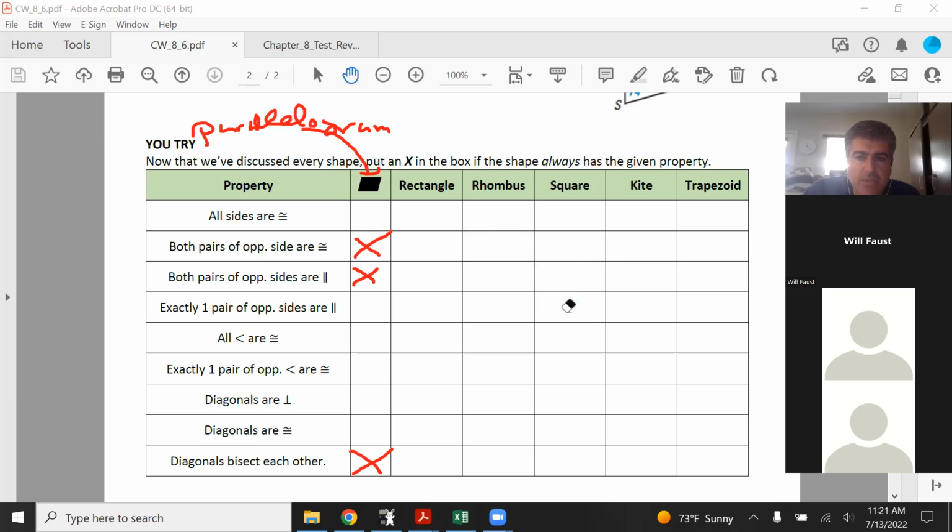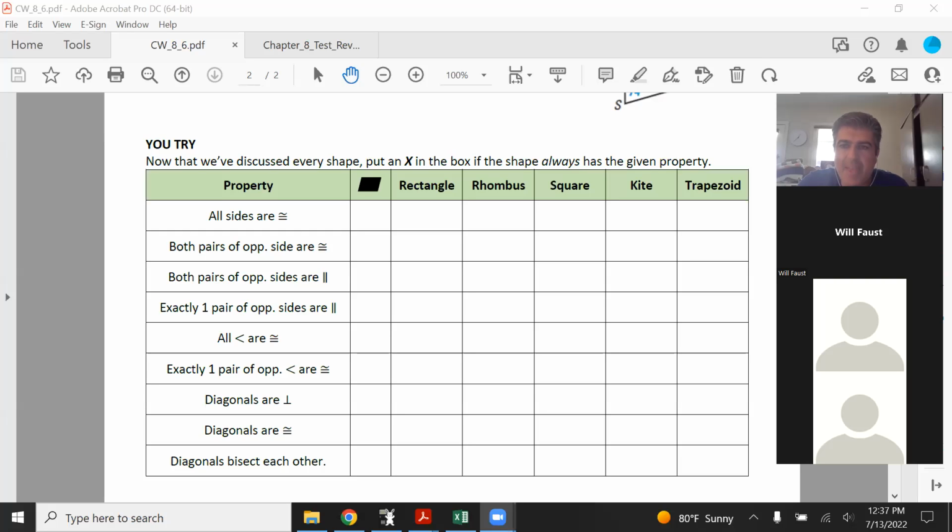So now I'm going to have you guys try rectangle, rhombus, square, kite, trapezoid. Put the x's in the right place where you think they should be. I'll give you guys a few minutes to think about that. Ask questions. I'll pause the recording. Okay, now we're recording.